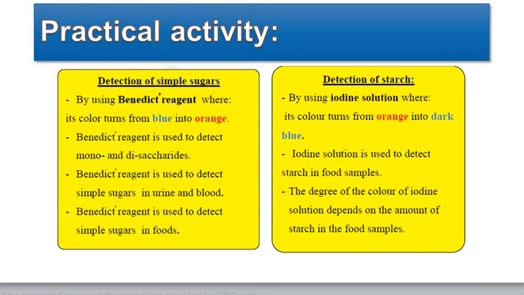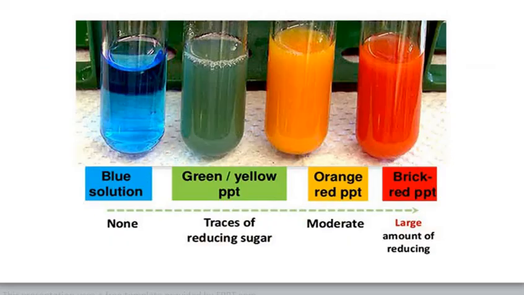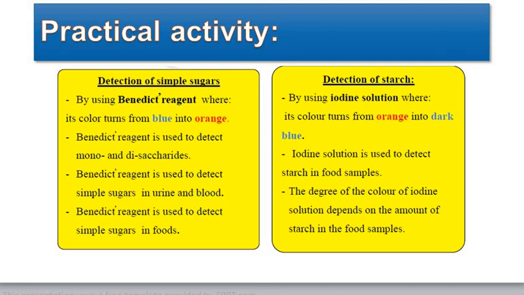We can do a practical activity inside the lab, inshallah, about Benedict's reagent and how it can be used to differentiate whether we have a simple sugar or not. Benedict's reagent is a chemical substance whose color is blue. If you have any simple sugar like glucose or fructose, it will change into orange color, like this photo here. But if we don't have one, there is no change.